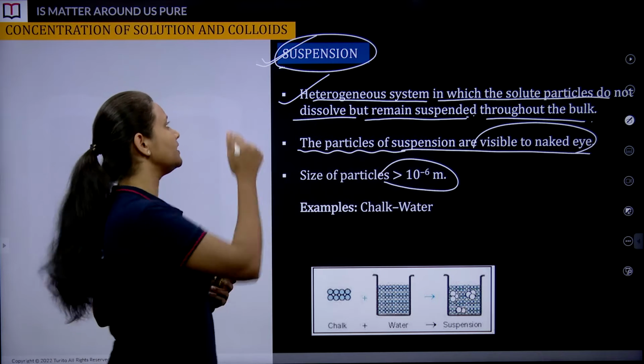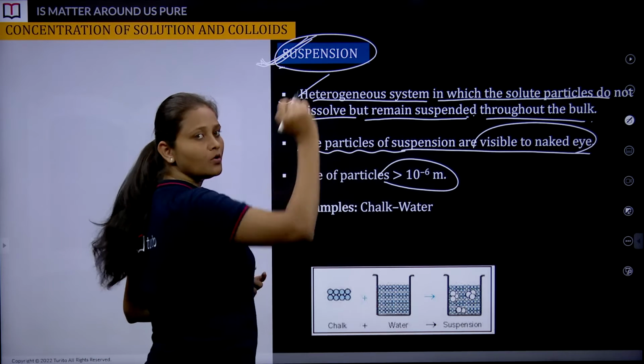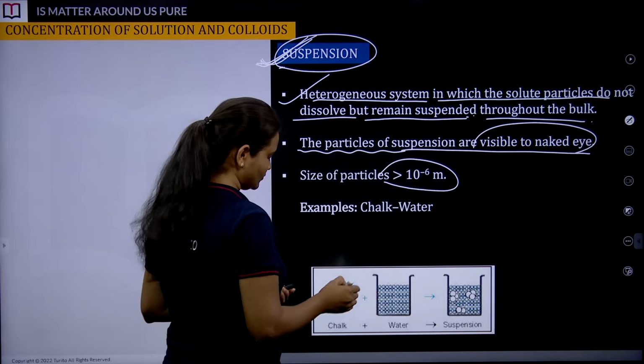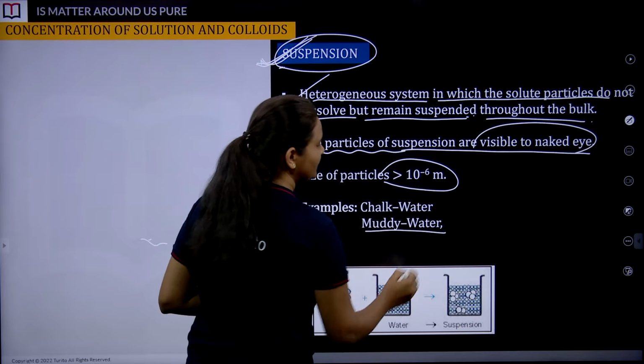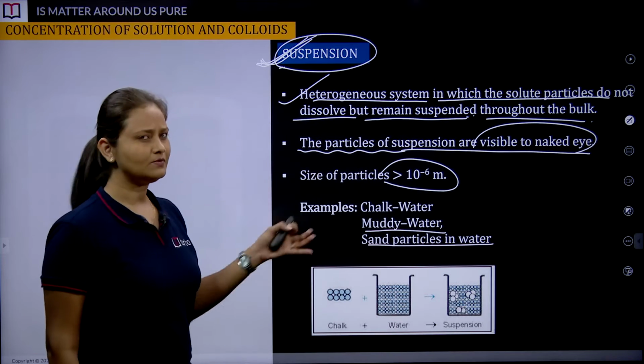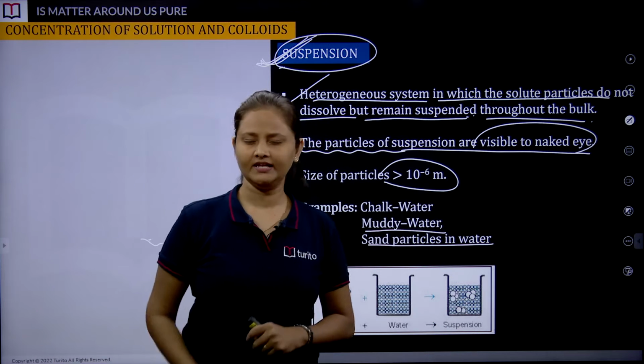Alright, here we are talking about suspension, students. So do not get confused. Here are examples such as what? Chalk water, then muddy water, then sand particles in water. So we have seen all of these examples in our daily life, right?